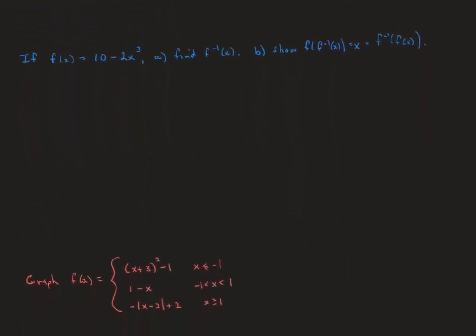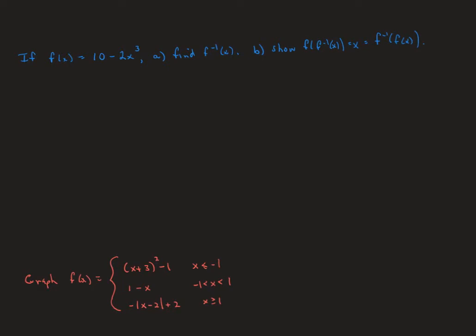Okay, let's talk about the next one. Now we're told that f of x equals 10 minus 2x cubed. Part A, we want to find f inverse. So we know that if we think of this as y equals 10 minus 2x cubed, we can switch the x and y, and then we can solve for the y. So we can subtract the 10 over. We can divide by negative 2, which we can do one of two ways. We could say x minus 10 all over negative 2, or it would also be okay to write that as negative 1/2 x plus 5.